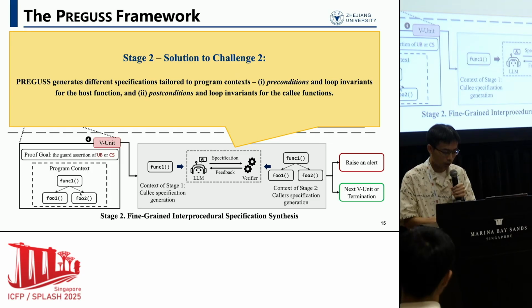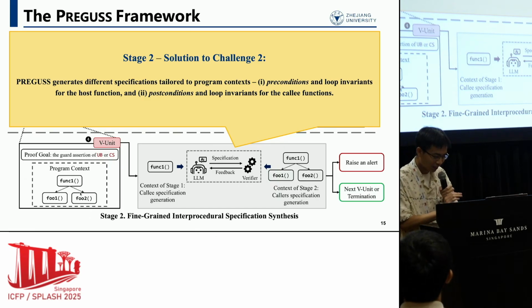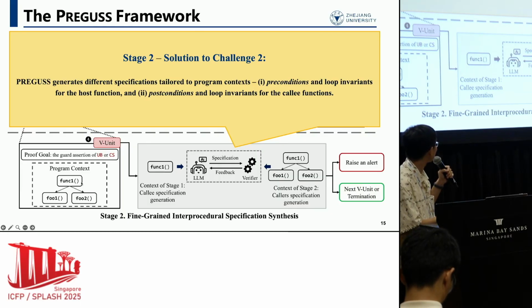And stage 2 addresses the need for fine-grained specification synthesis. Its main idea is to generate specs tailored to their context. Specifically, for a given V-unit, it generates preconditions and loop invariants for the host function where the guard assertion lies in, such as this function. And for their callee functions, Preguss generates postconditions and loop invariants.